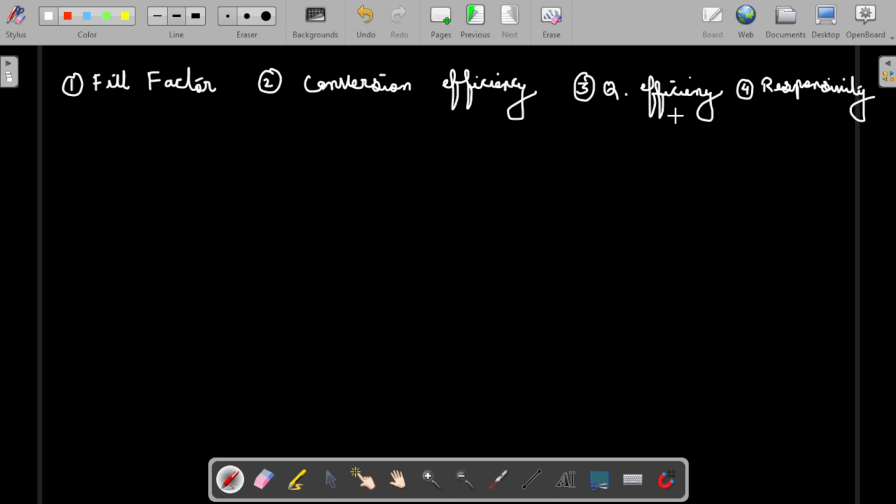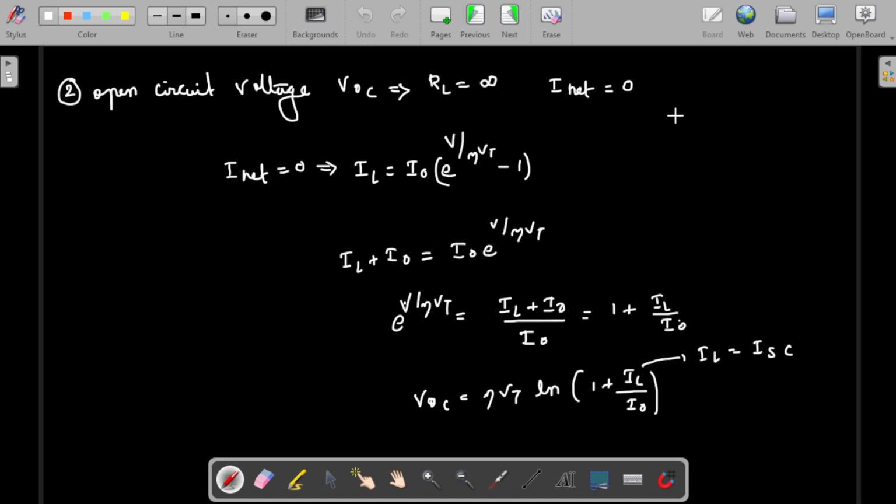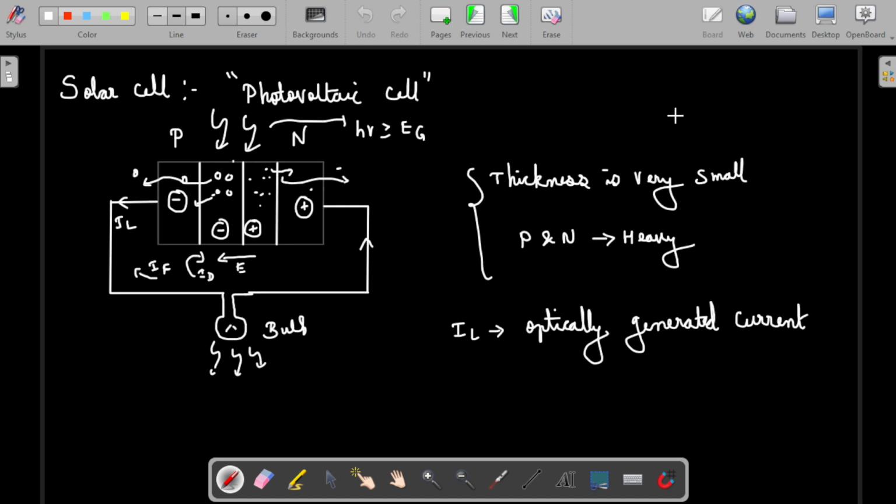In the next class we'll be seeing this one. I hope in this lecture you were able to get some idea of how the solar cell functionality works.